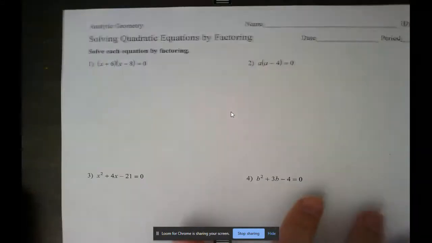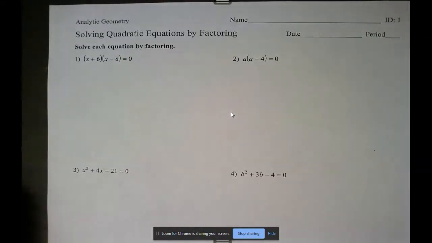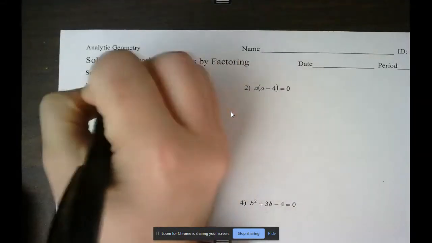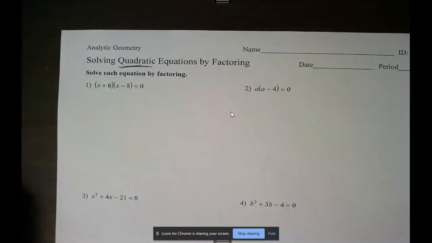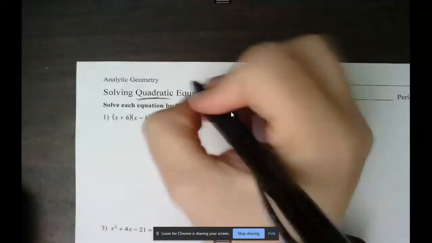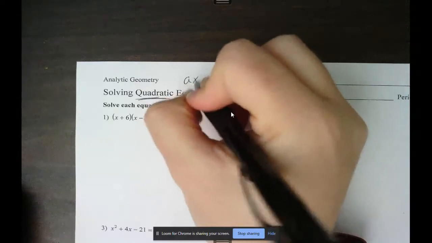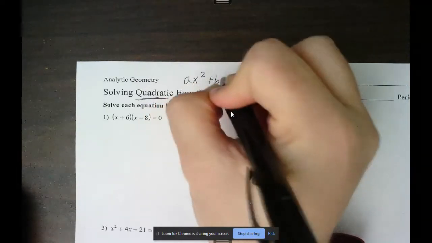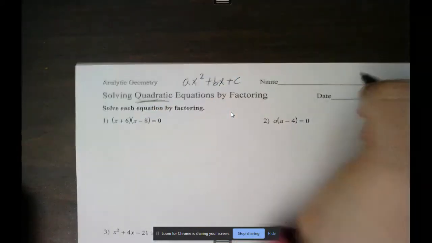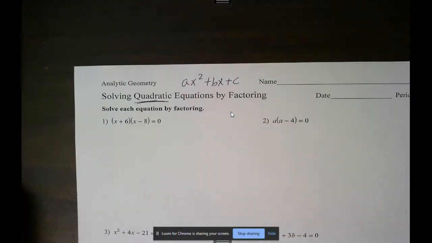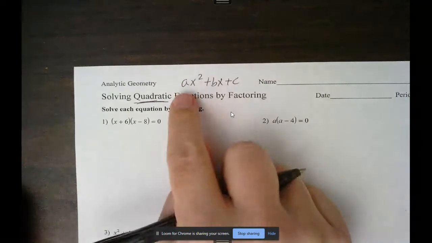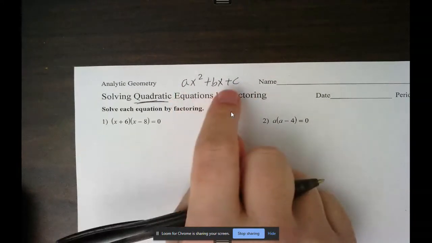Okay, so I'm going to flip mine over, but if y'all will go to the notes page, okay, solving quadratic equations by factoring. So first off, I want to talk about this word quadratic, okay? We've talked about this form before. The standard form for a quadratic is ax squared plus bx plus c, where a, b, and c are some real number, okay? For us, right now, we'll be working with integers for a, b, and c for the most part.